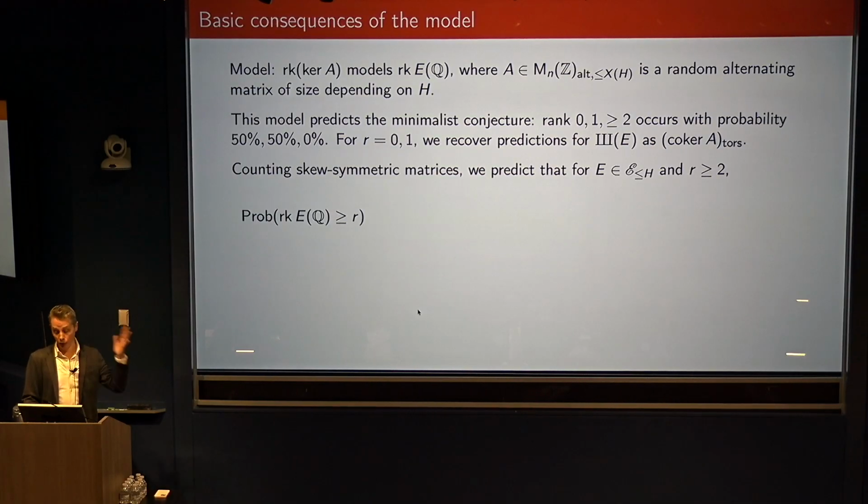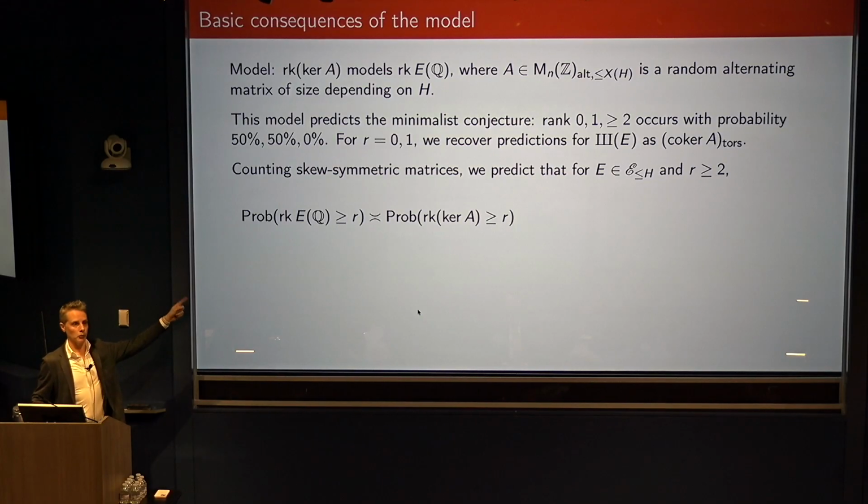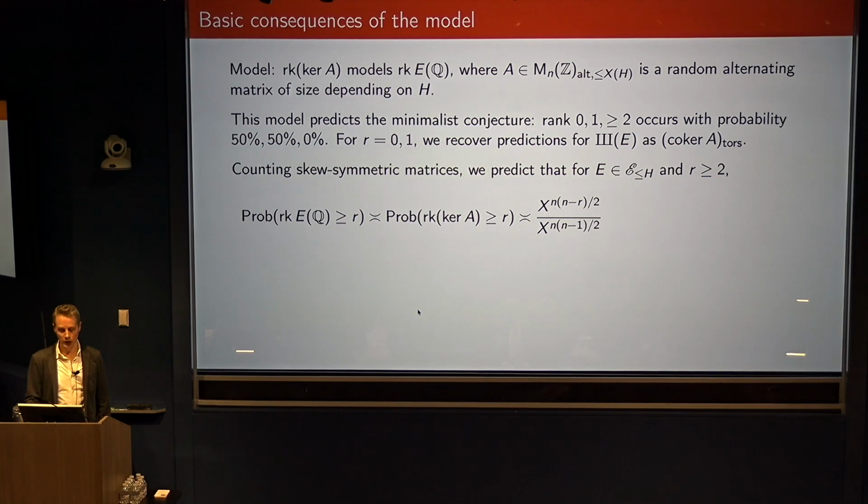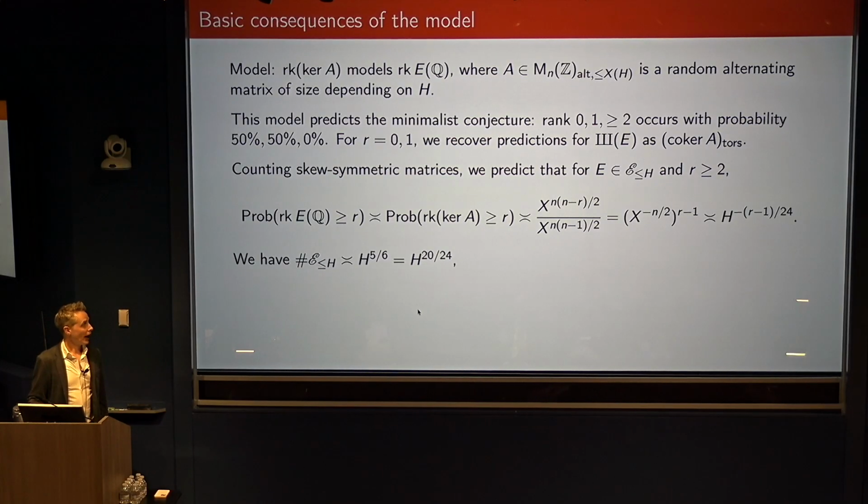And it says, if you put these together, the probability that the rank is at least r, we believe, is related to the probability that this random matrix has rank at least r. This is how many you get. So the number on top is the number of such integer matrices with kernel of rank at least r over the total number of such skew-symmetric alternating matrices. And OK, you simplify, and then you plug in our normalization. The x to the n is h to the minus 1 over 24, 1 over 12. You remember that the number of elliptic curves, so this is really an effect.